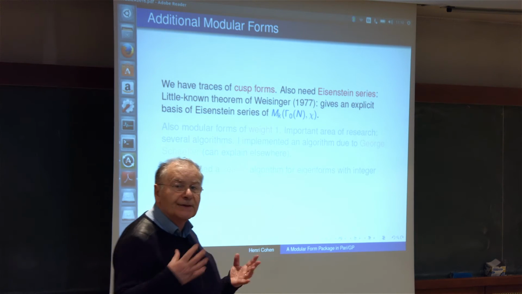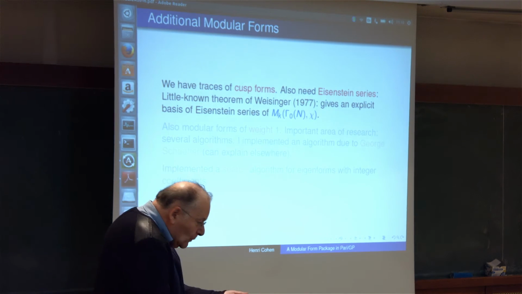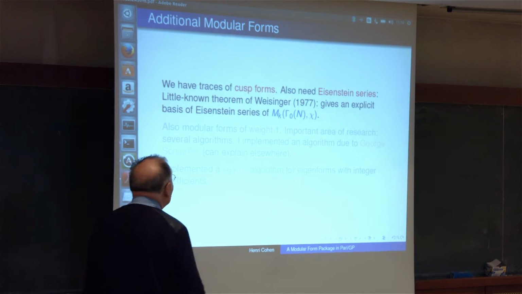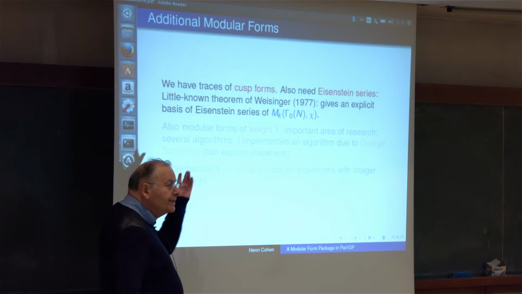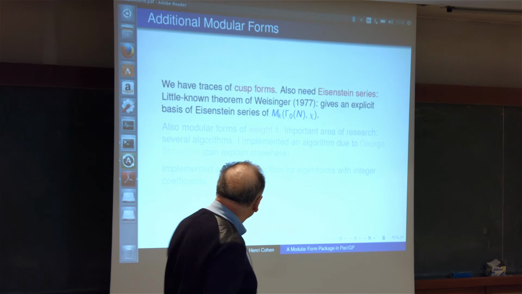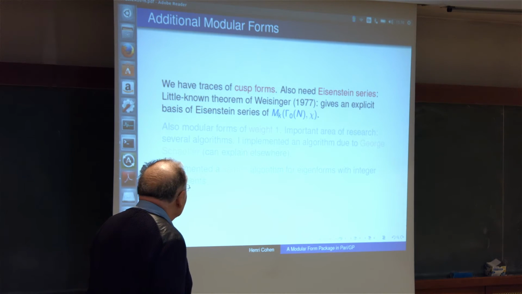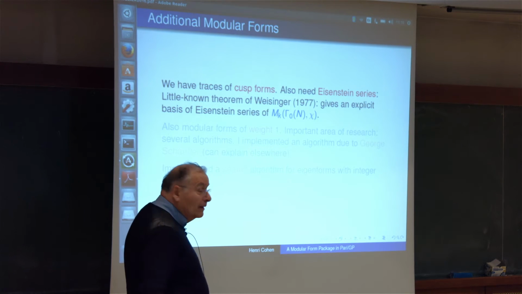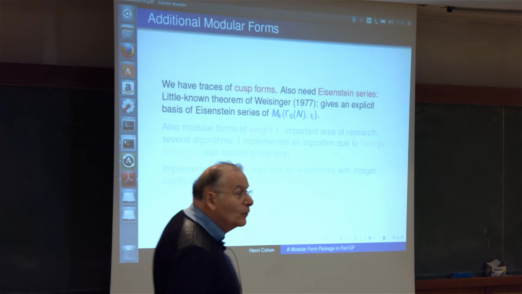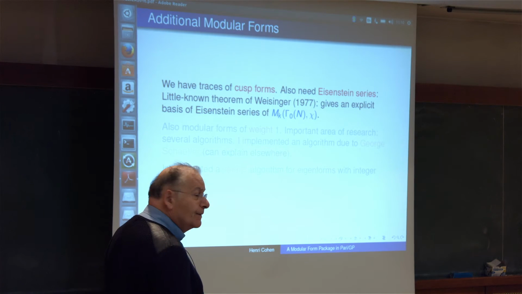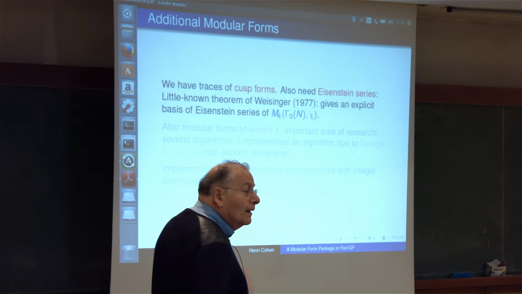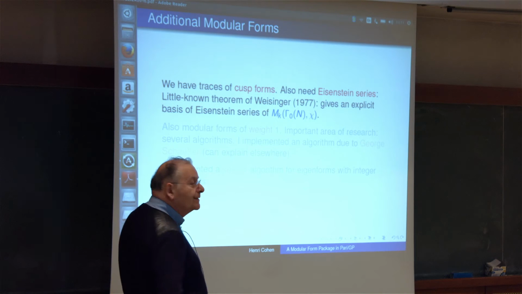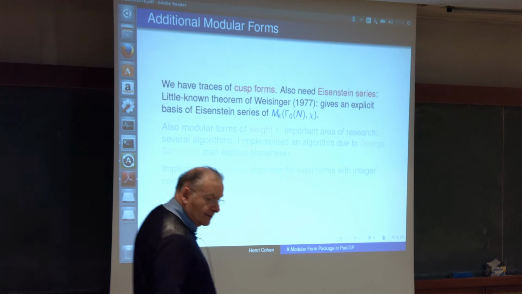I mean, Eisenstein series are almost the simplest modular forms that you can construct. And I didn't find it in the published literature. There is a thesis of somebody called Weisinger from 1977, which apparently has never been published, which gives an explicit basis of Eisenstein series. But I repeat, if you can give me a reference elsewhere than this thesis, okay. Anyway, it's extremely simple. The proof is not so simple, but the basis itself is simple. And of course, I implemented this.